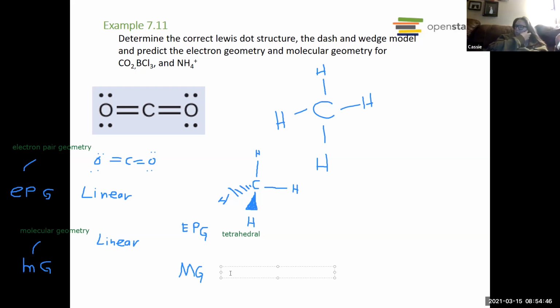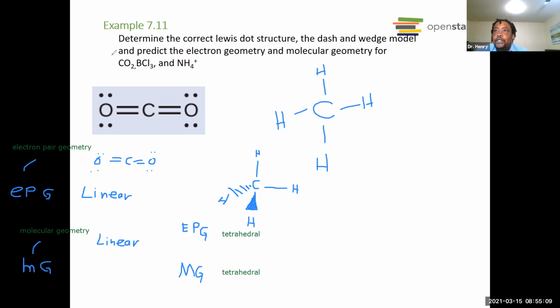Well, there wouldn't be any lone pairs, right? Because it's already got its full octet, so it would be exactly the same. That is correct. So it'd also be tetrahedral. All right, now I'm getting it.